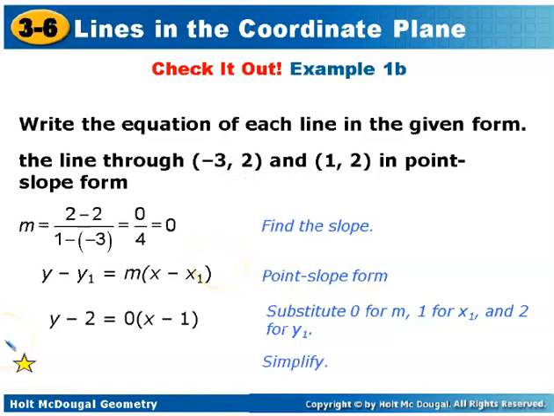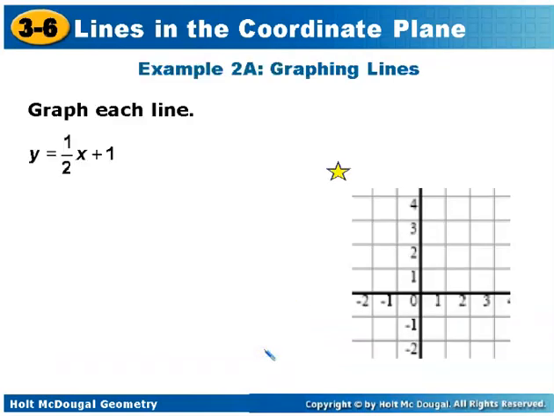So when you simplify this, you're going to get y minus 2 equals 0, which could actually be further simplified into y equals 2. And again, we have a vertical line. Okay, let's move on. Now we've got the writing the equations of a line down.